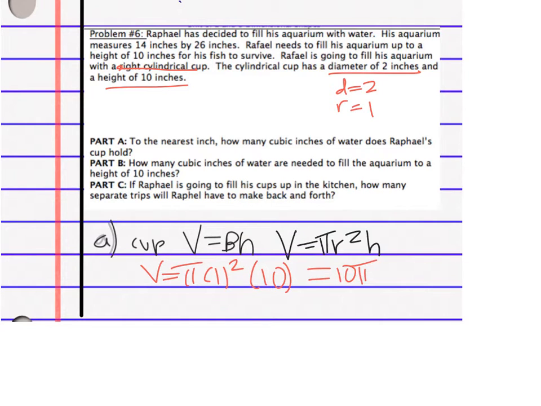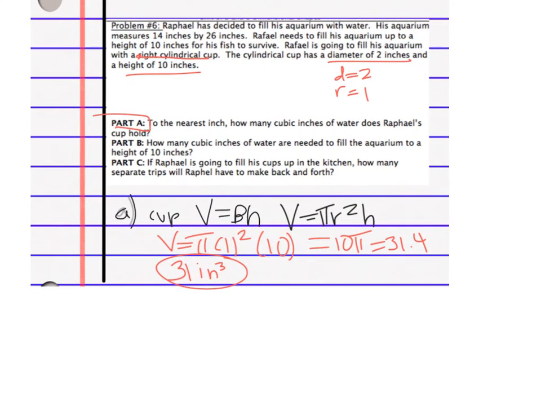It says to the nearest inch. So that would be 31.4. And to the nearest inch, I'm going to say 31 cubic inches for part A is the volume of the cup. All right, that's part A. Part B.